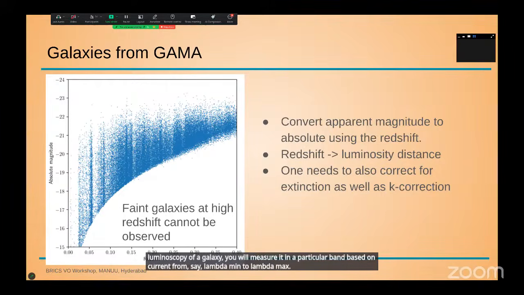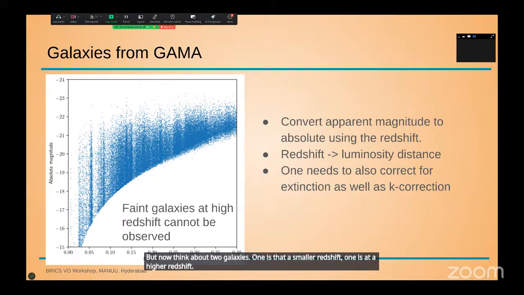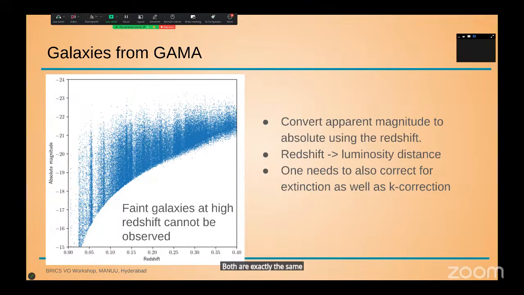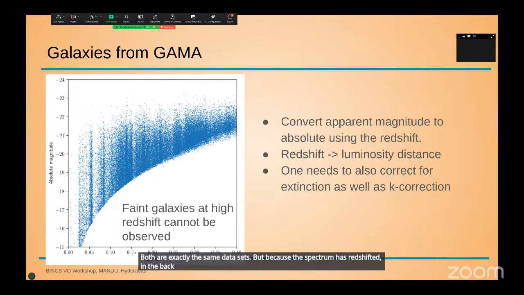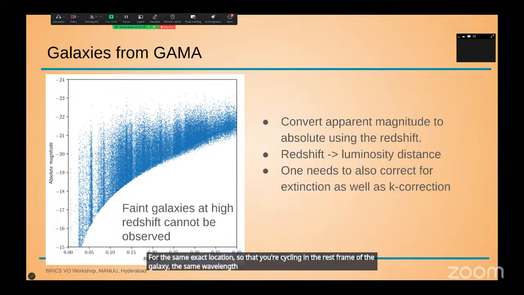But now think about 2 galaxies. One is at a smaller redshift, one is at a higher redshift. Both are exactly the same galaxies. But because the spectrum has redshifted, in the band that you observe, you will see a different flux pattern, or a different luminosity you will infer from it. And that's not what we want. So what people do is they try to correct these band passes to the same exact location so that you are sampling in the rest frame of the galaxy the same wavelength. That is something which is called a K correction. So we will try to do that.